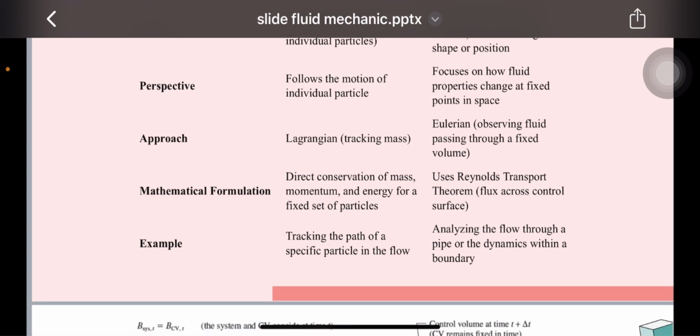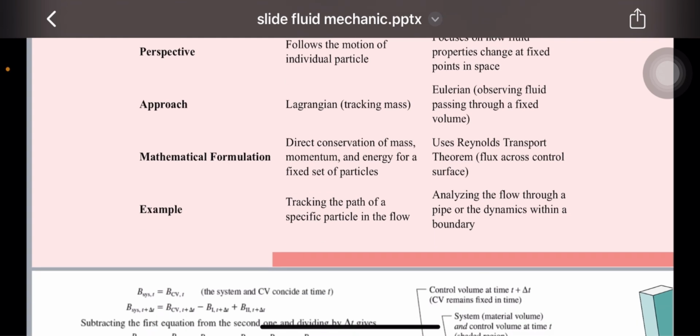The last, mathematical formulation: direct conservation of mass, momentum and energy for a fixed set of particles, as in the Reynolds Transport Theorem formula. Example: tracking the path of a specific particle in the flow, analyzing the flow through a pipe, or the dynamics with a boundary.